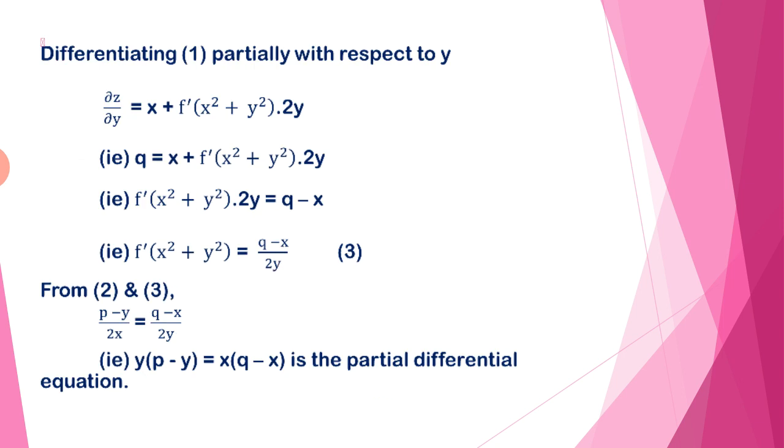Equation 2. Differentiating 1 partially with respect to y, we get ∂z/∂y = x + f′(x² + y²)·2y. Simplifying, we get equation 3. f′(x² + y²) = (q − x)/2y. Solving 2 and 3, we get (p − y)/2x = (q − x)/2y. This implies y(p − y) = x(q − x) is the required partial differential equation.